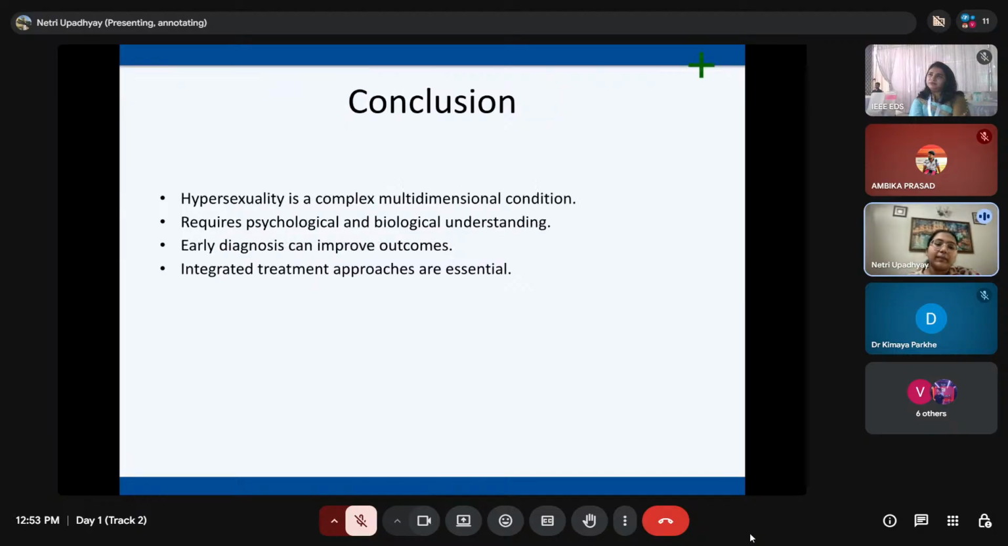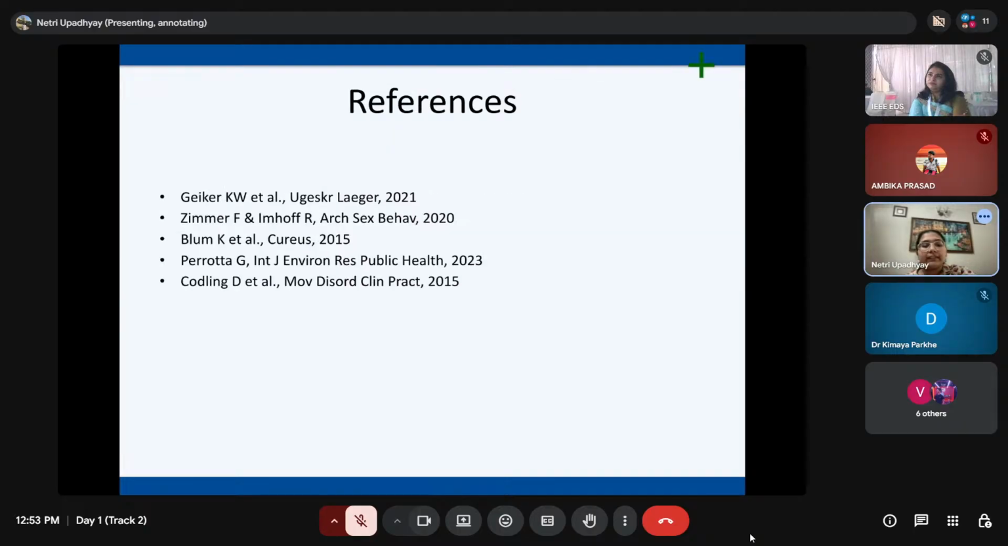The conclusion: hypersexuality is a complex multidimensional condition that requires both psychological as well as biological understanding. Early diagnosis can improve the outcomes, and integrated treatment approaches prove to be essential. These were the references that were used. Thank you so much.